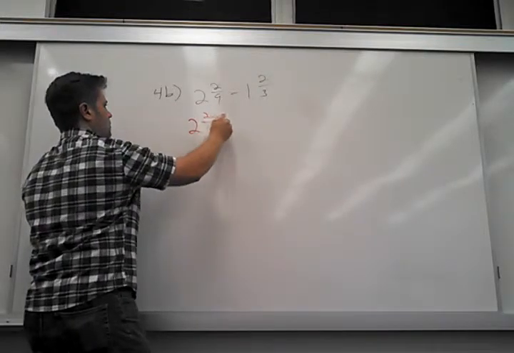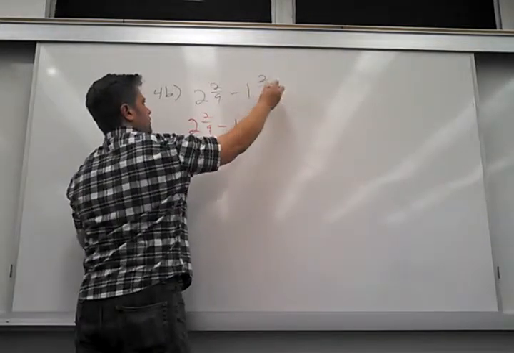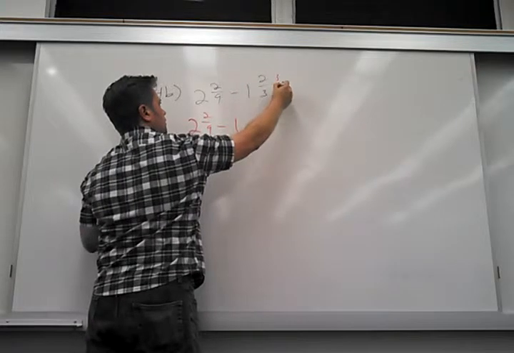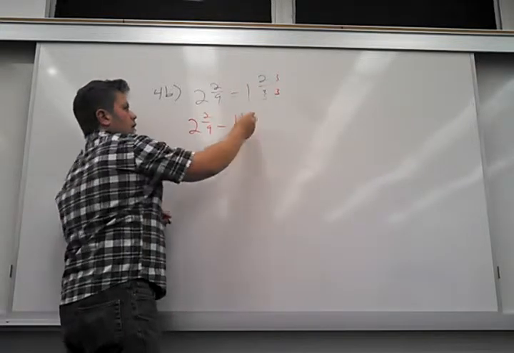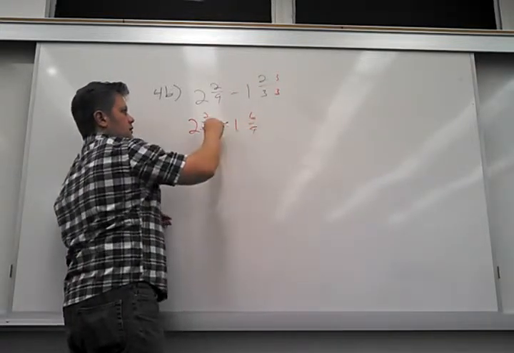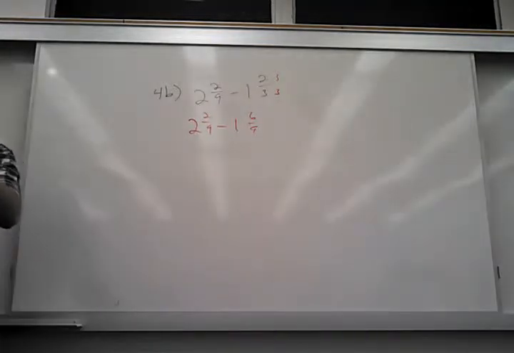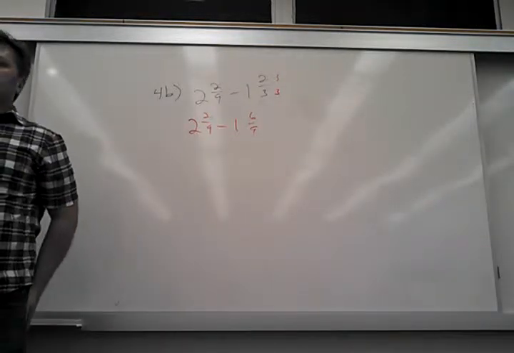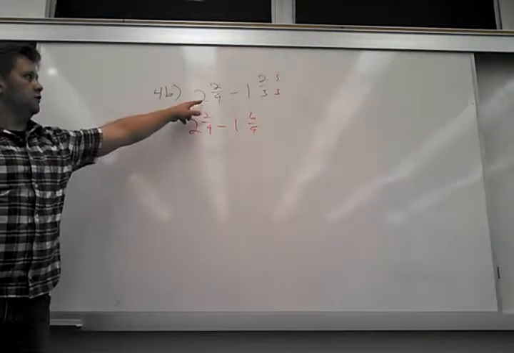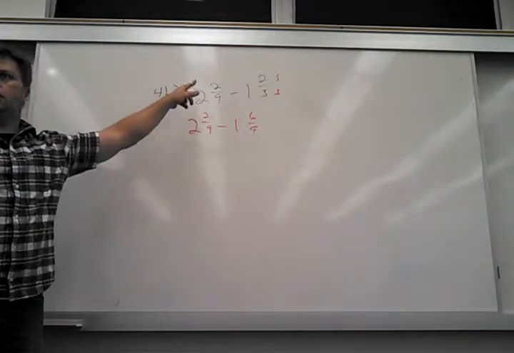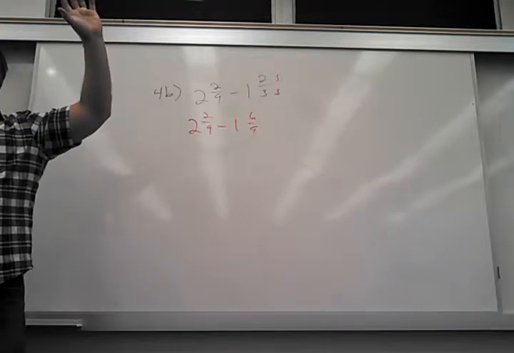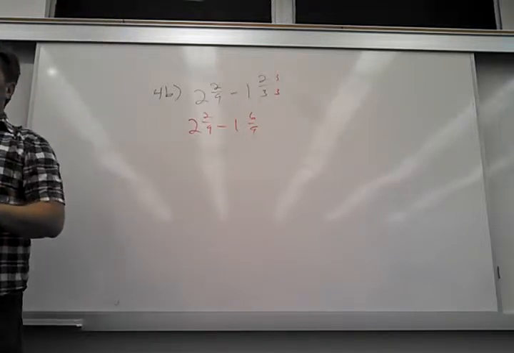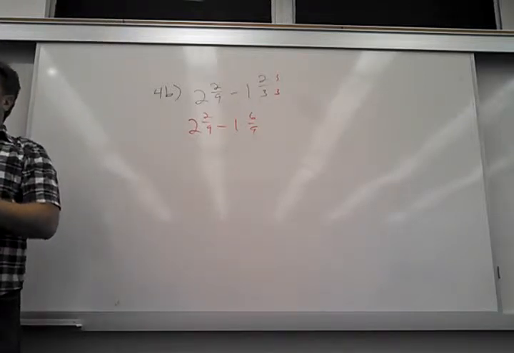This is 2 and 2 ninths minus 1 and 2/3. Oh, 6 ninths. That's bigger than that. I'm going to have to borrow. That's okay. You can borrow if you want to. That's one method. Or you can just, from the beginning, change them into improper fractions. Either way, it's fine.